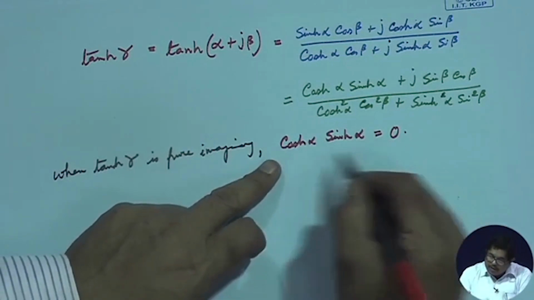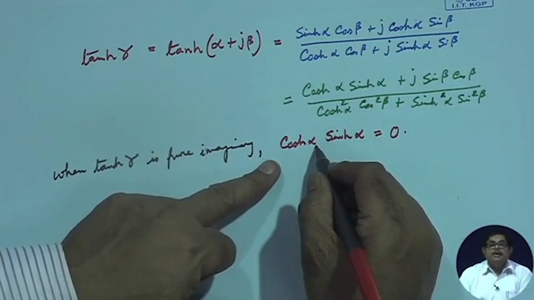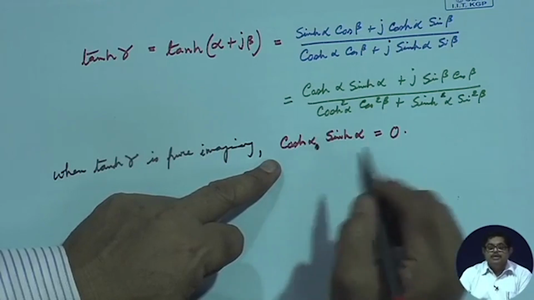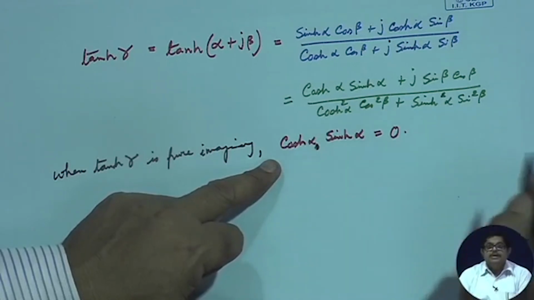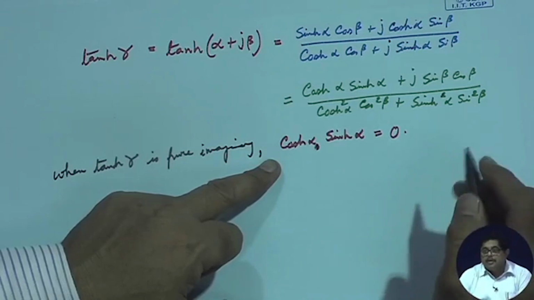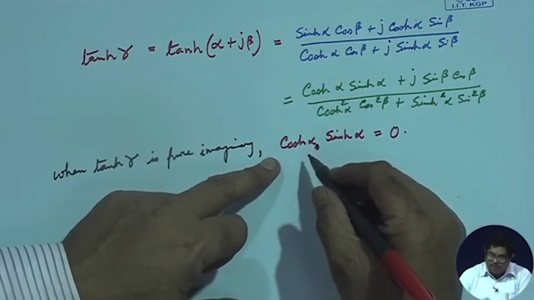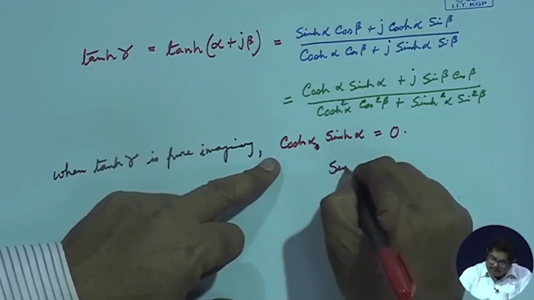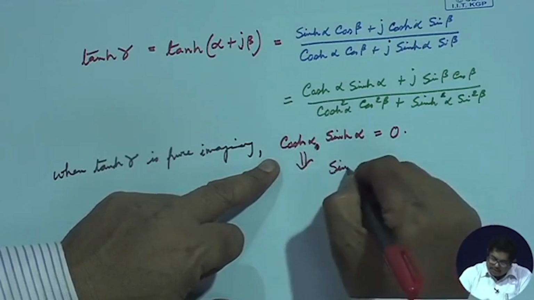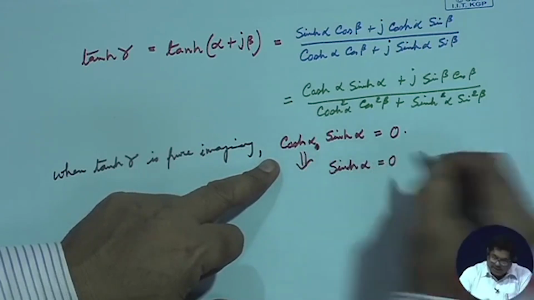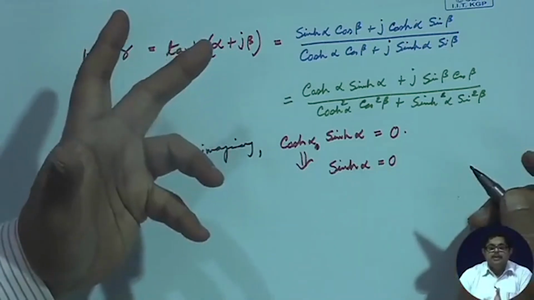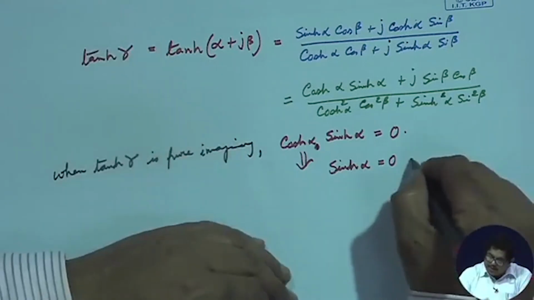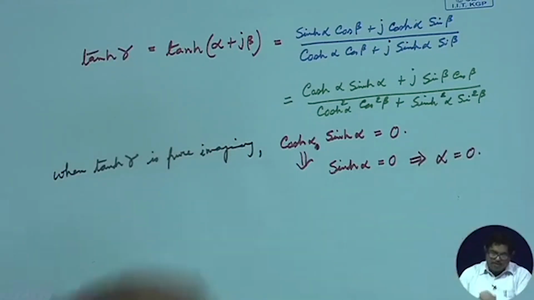Now, here you see cos hyperbolic alpha always is greater than 0, because it is e to the power alpha plus e to the power minus alpha by 2. So, cos hyperbolic alpha cannot be 0. So, the only possibility is that sin hyperbolic alpha is equal to 0. What is sin hyperbolic alpha? That means e to the power alpha is equal to e to the power minus alpha. That means that alpha is equal to 0.